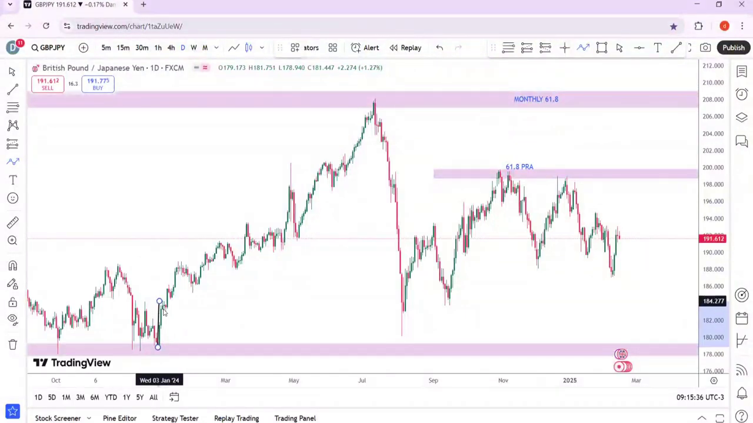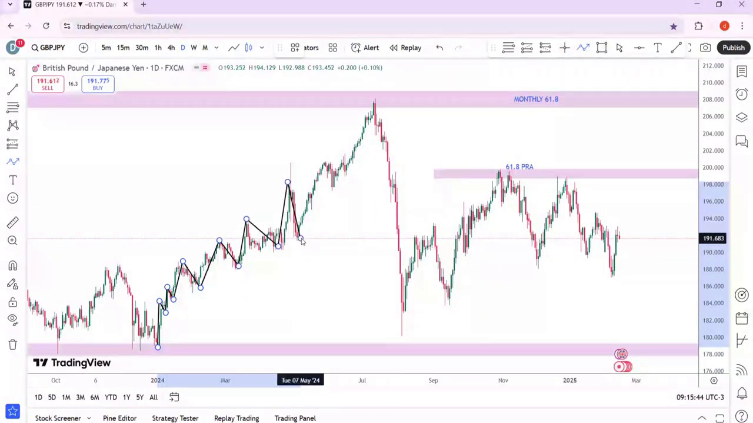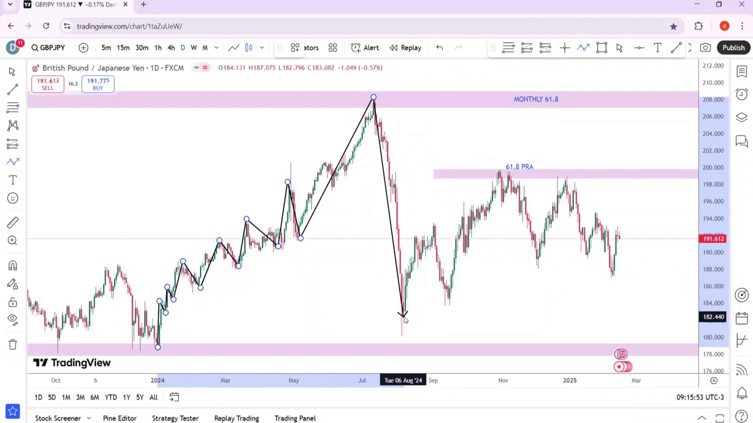We saw prices start on small fractals here, then establish big fractals. Remember that fractals are the likewise movement of structures, right? So we can see that price started on small fractals, they start making big fractals within the confines of these same fractals, hit the monthly 61.8 and broke structure.